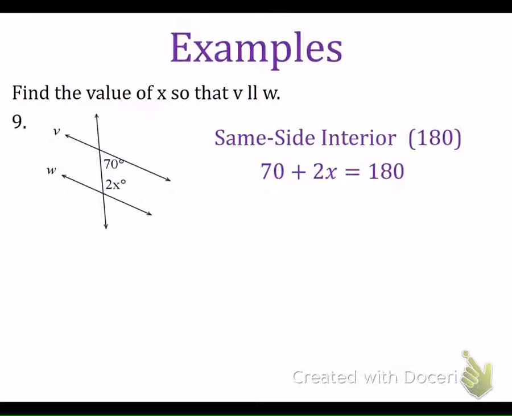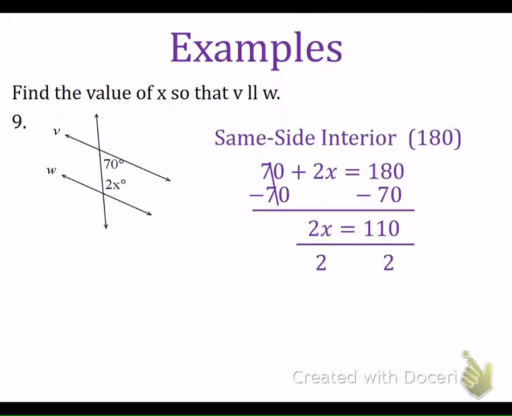Now we have to solve for x. So what are we going to do? Subtract 70 from both sides. Then divide both sides by 2. 55, yep.